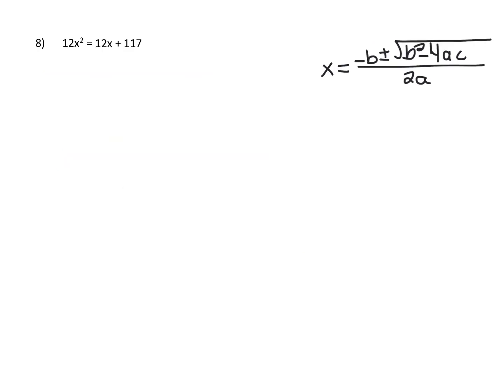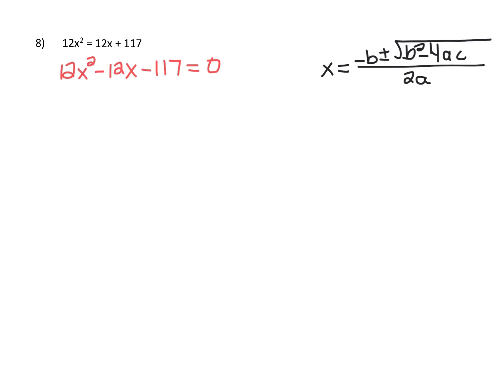Now, with number 8, again, we have to get our equation set equal to 0. So I'm going to take the 12x and move it over, and the 117 and move it over. Okay, so this 12x squared is going to come down. When I take my 12x and move it to the left-hand side of the equation, it becomes a negative. And same thing with the 117. When I move it to the left, it becomes a negative. And it leaves me with equals 0 because there's nothing left on the right-hand side. We took these two terms and moved them over.